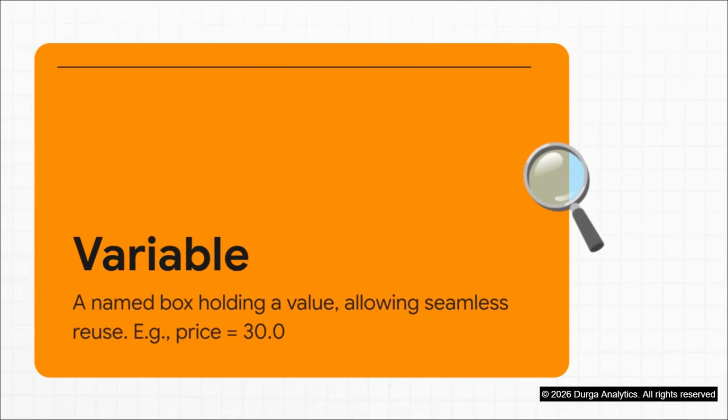Basically, think of a variable as a named box that just holds a value. You put the name on the left side of the equals sign and the value on the right, like price equals 30.0. This simply allows you to seamlessly reuse that specific value in your logic later, without ever having to hard code or type that number out again.